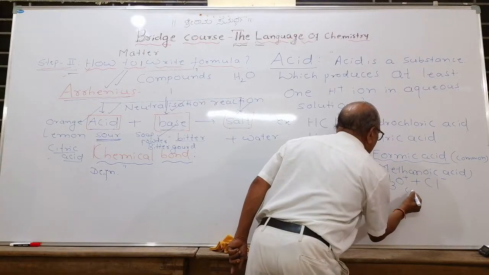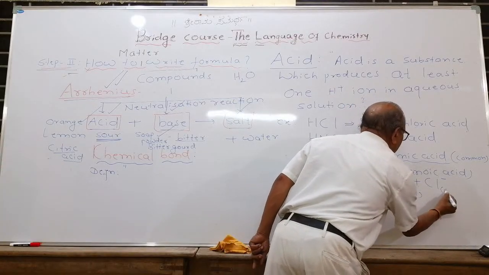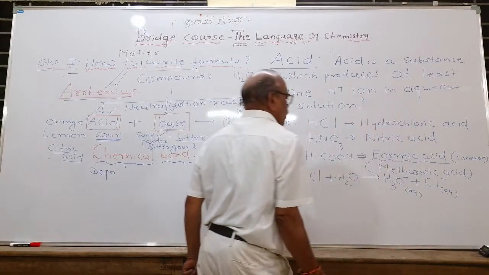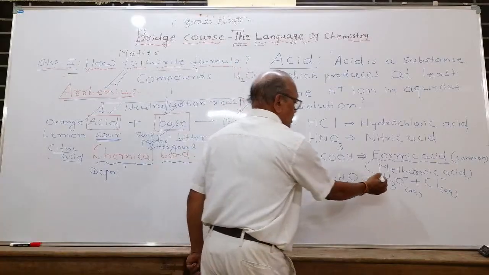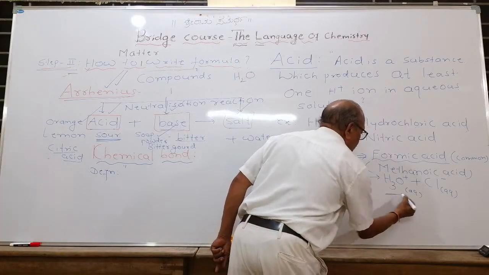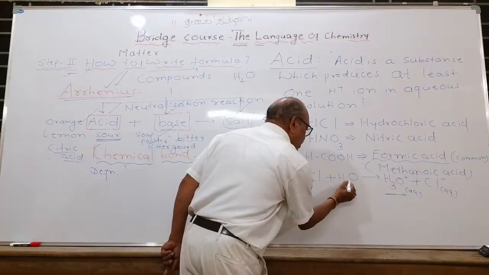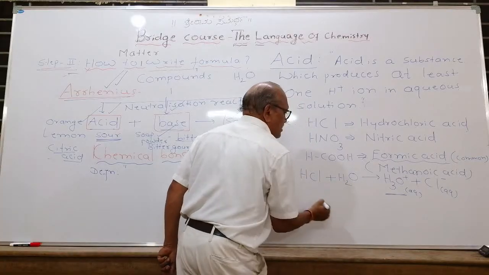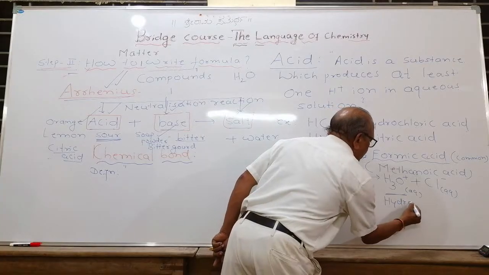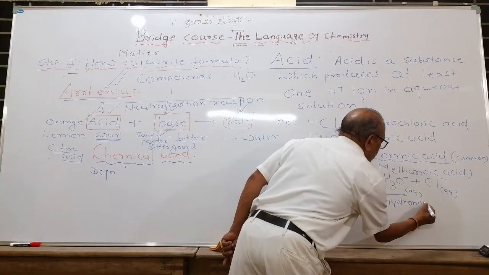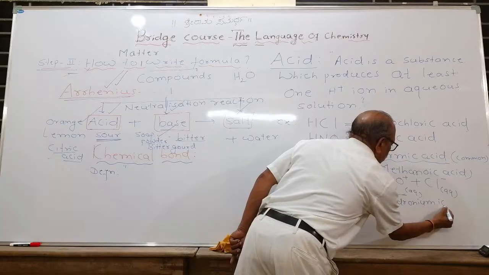In fact, water formula is not H2O. Strictly speaking, the actual formula is H3O plus, because H2O will always take an H plus ion in it. It is called the hydronium ion. What is it called? Hydronium ion.